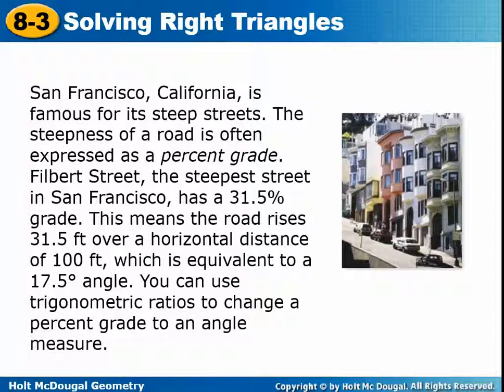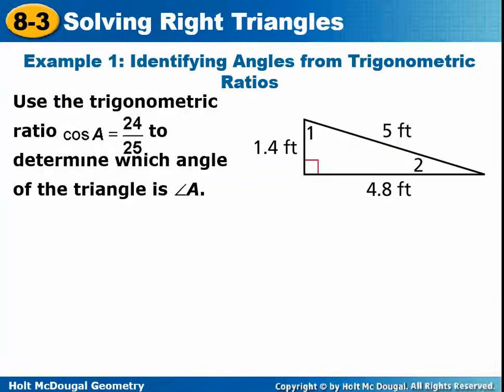You can use trig ratios to change a percent grade to an angle measure, like here, because the angle measures are more helpful for us in math. You can watch the lesson video, the Edward Berger one that goes along with your textbook, in order to see exactly how to do this. I'm just going to briefly go over it. I think he does this in example 1.